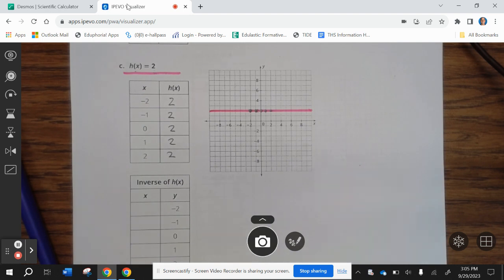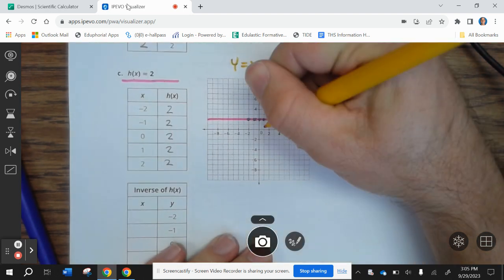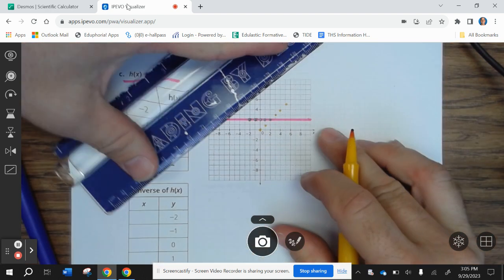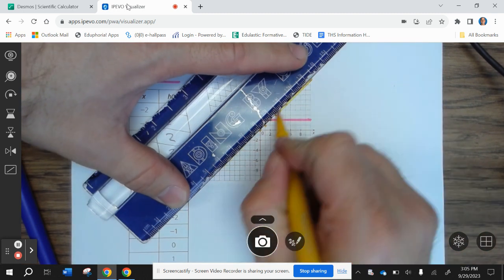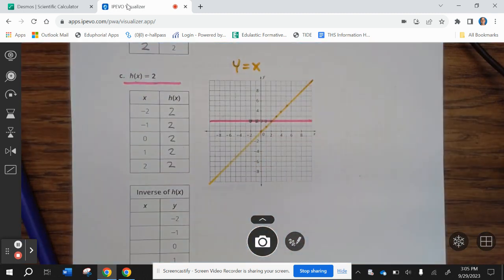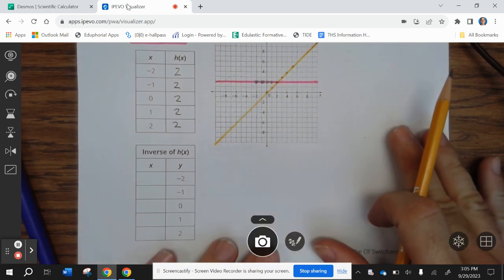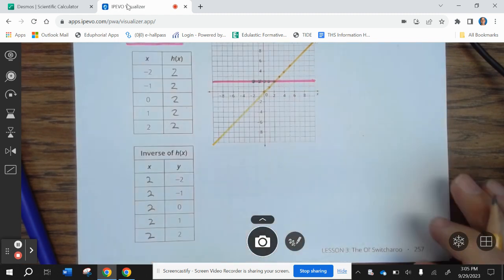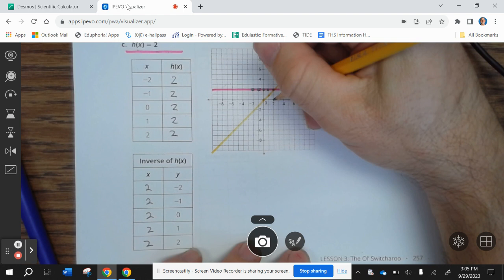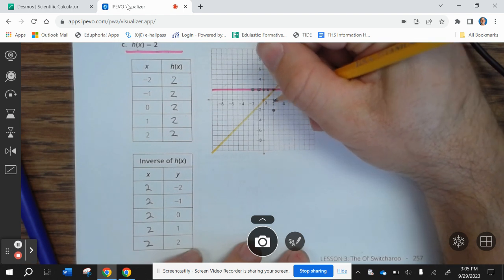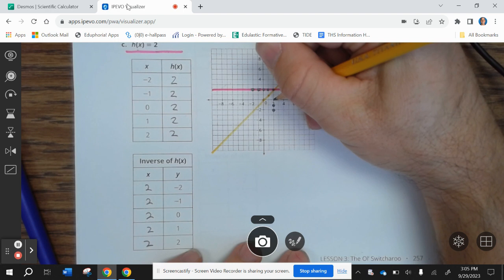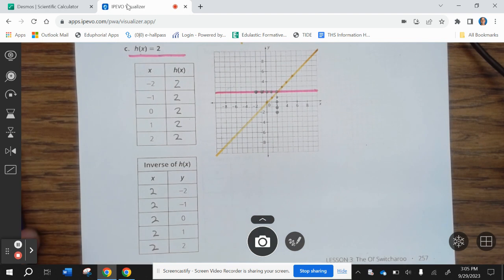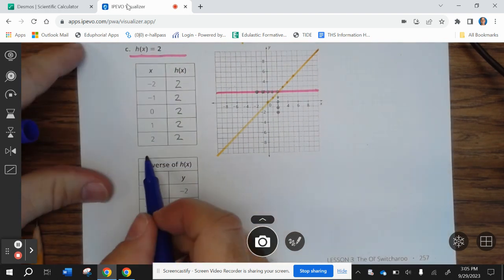Okay, and again, we always want to graph the y equals x line. So (0, 0), (1, 1), (2, 2), (3, 3). All right, and then the values switch. So (2, -2), (2, -1), (2, 0), (2, 1), (2, 2). And we're going to graph this in blue.